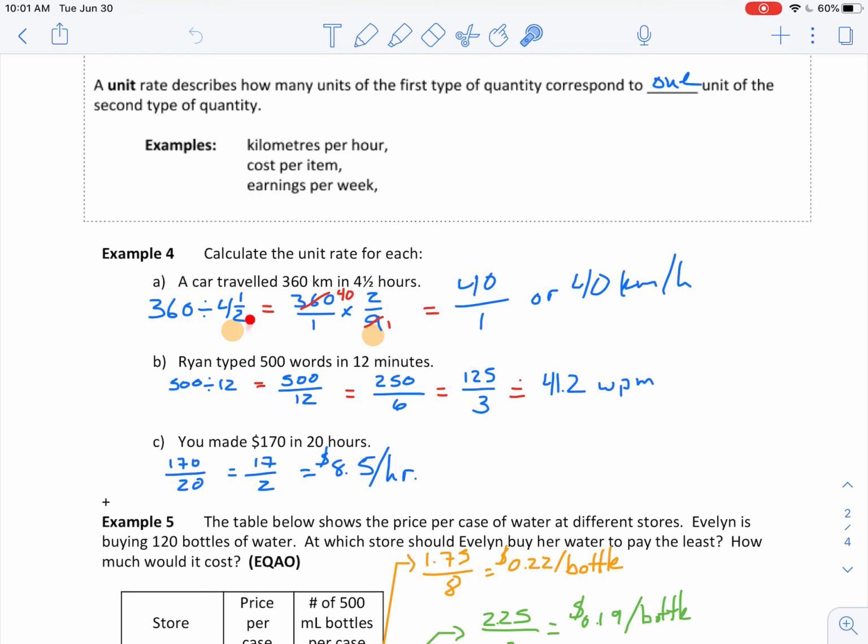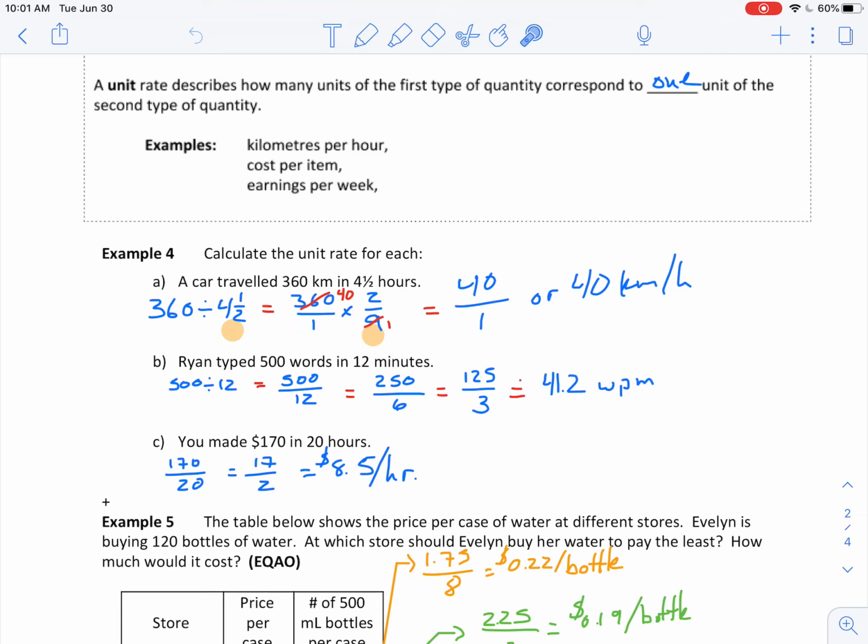Well, we know from fractions, I need to change that to a mixed number. So I go ahead and change that to 9 over 2, and I'm going to multiply it, but I have to flip it, right? 2 over 9. So now I have 360 over 1 times 2 over 9. I can reduce here. I can divide 360 by 9 and 9 by 9. When I divide 9 by 9, I get 1. When I divide 360 by 9, I get 40.